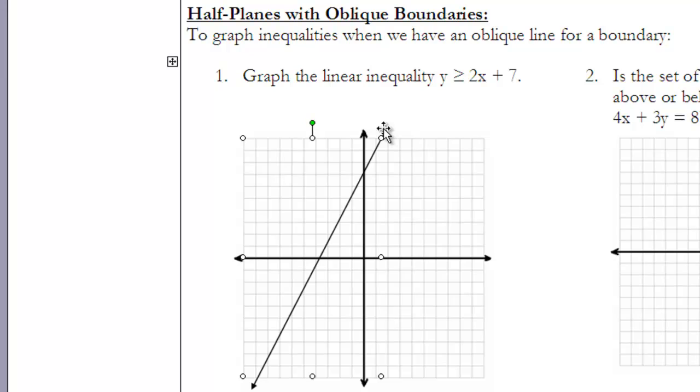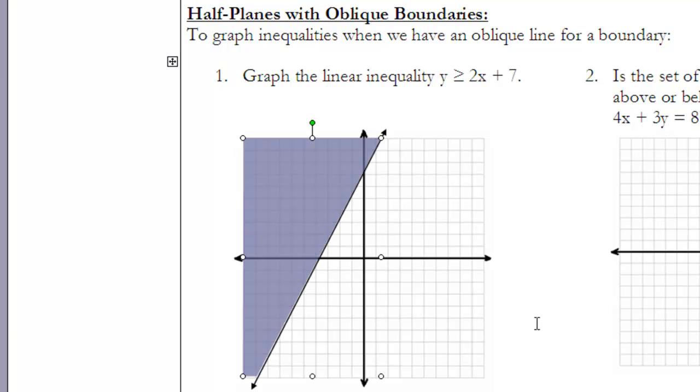Okay. Now the next thing we have to do is determine where we're going to shade. Since it's already in slope-intercept form, basically the y values are greater than or equal to 2x plus 7. So that means we're going to shade above that line. As I'm going from left to right, above the line would be above and to the left here. So that's the area that I'm going to shade.